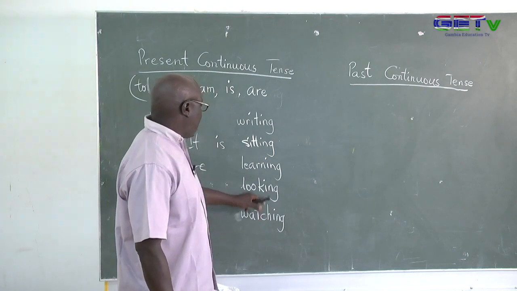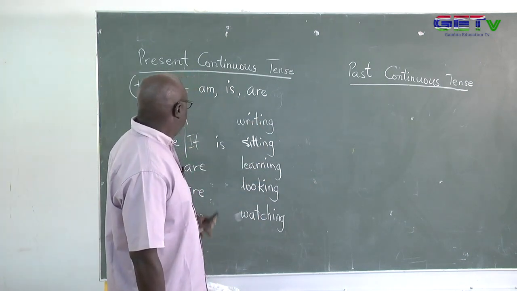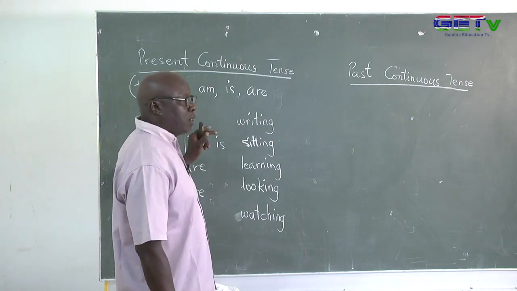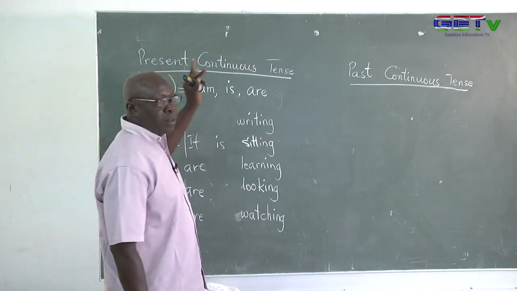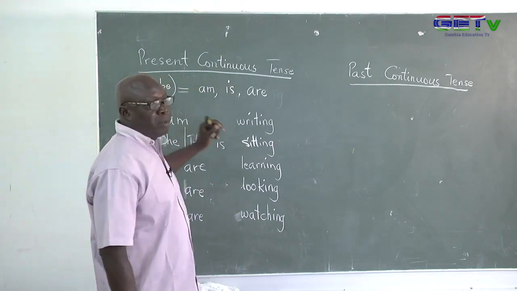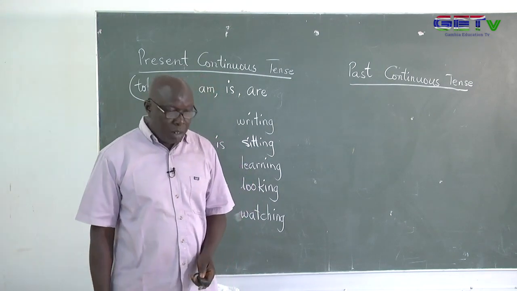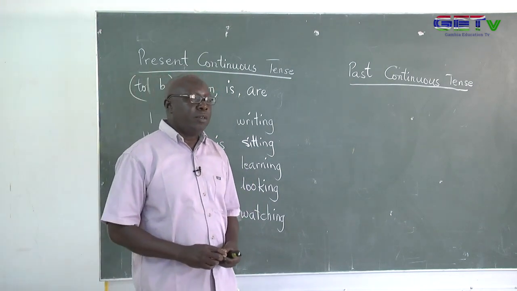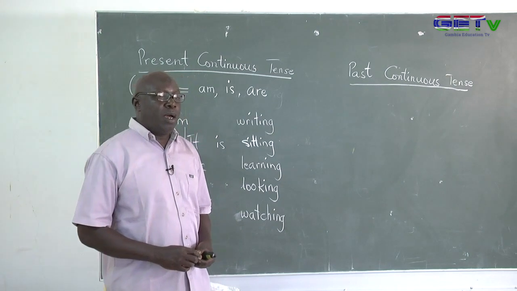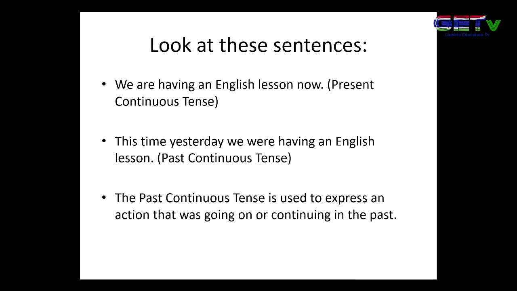So this is the part of the verb that has ing, plus the other part comprising the present form of the verb to be. We are having an English lesson now. This is present continuous tense. For example, I am writing.